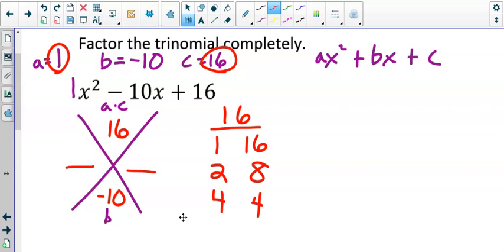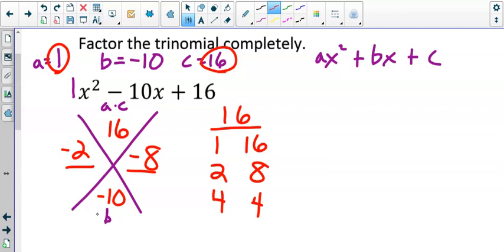So somewhere in here, there's a way that I can take one of these factors and get a negative 10. How can I get a negative 10 out of 1 and 16? Or is it 2 and 8? Or is it 4 and 4? How do I get the negative 10? Negative 2 plus negative 8. There you go. A negative 2 and a negative 8 will add together to give you a negative 10. And if I take negative 2 times a negative 8, that is a positive 16. So far so good.